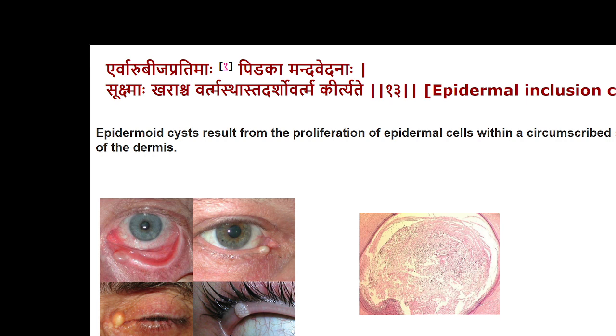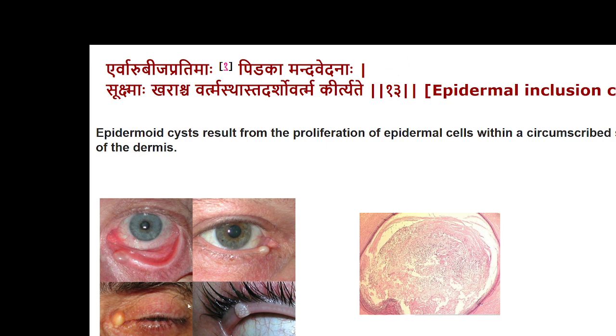Then comes the condition of Yervar Bija Pratimaha, Pidakaha Mandabedanaha, Sukshma, Khrash Vartmastaha, Tal Arsho Vartma Kirtide. Arsho Vartma: the word meaning of Arshas is anything which has a projection-like appearance, and when it occurs in the eyelids, that's called Arsho Vartma. And you see such conditions mainly in epidermal inclusion cysts. Epidermal inclusion cysts are a sort of metaplastic condition where the epidermal tissue grows deeper in and then forms a cyst, an epidermoid cyst due to proliferation of the epidermal cells within the epidermis.